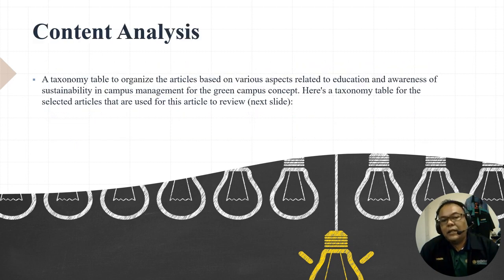Okay, we proceed to this slide. In this slide, it talks about the content analysis, which is for the next slide. I will show you the table. So, a taxonomy table to organize the articles based on various aspects, mostly related to the education and awareness of sustainability in campus management for the green campus concept. So for the next slide, we see the table, which is the main content analysis for this review.